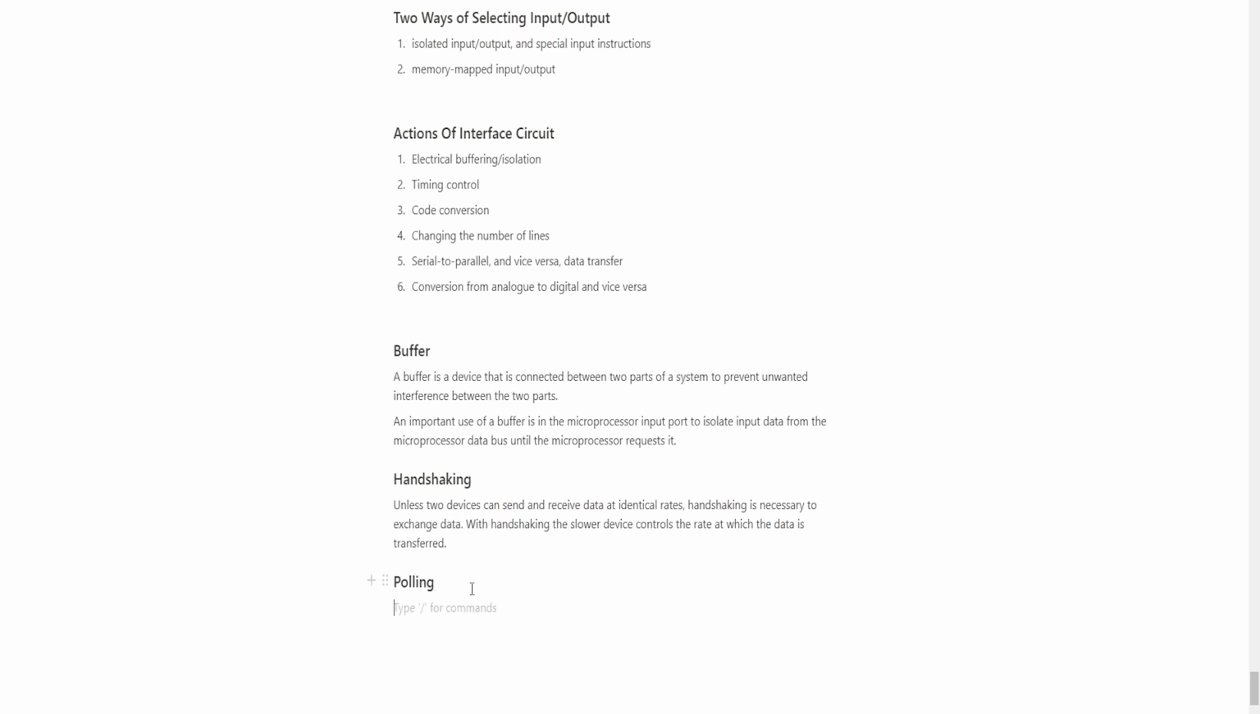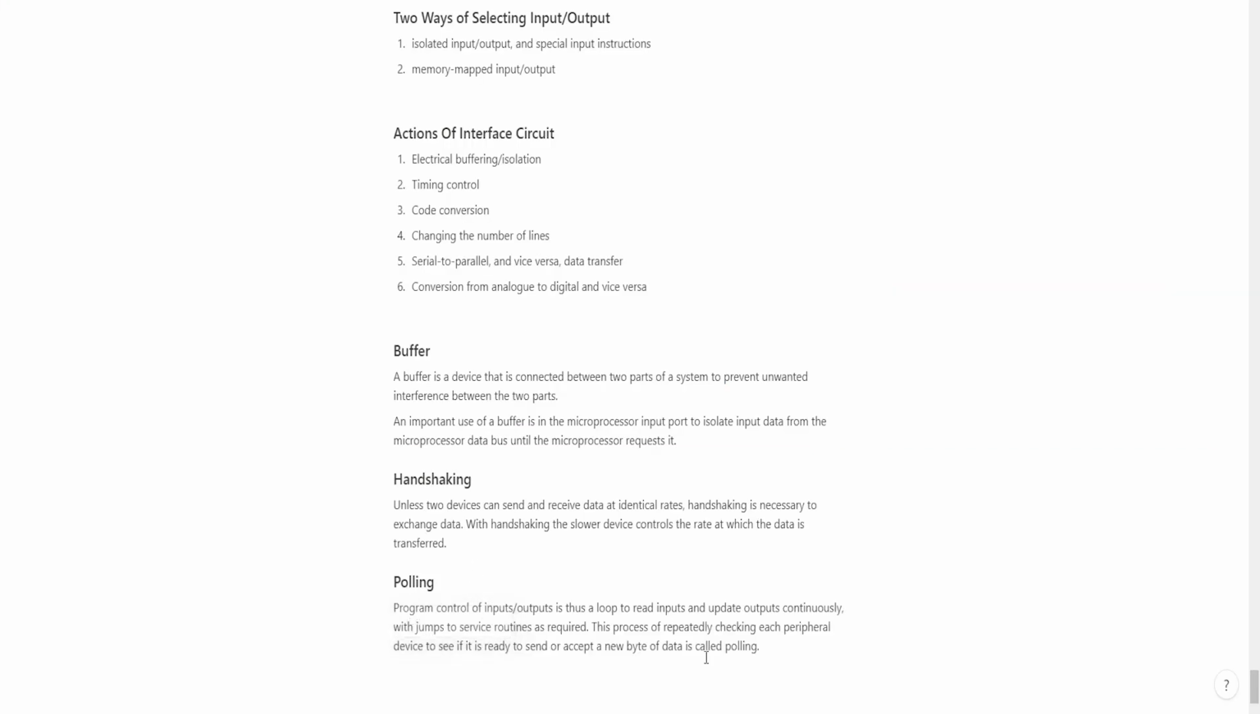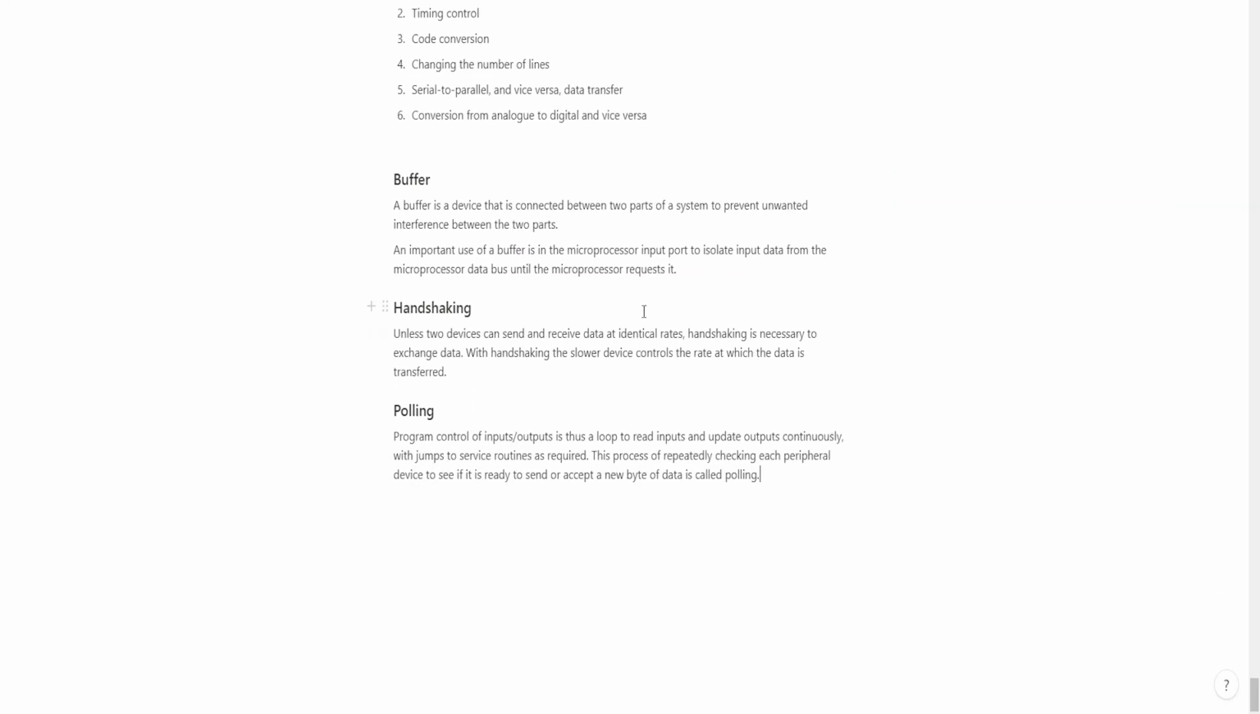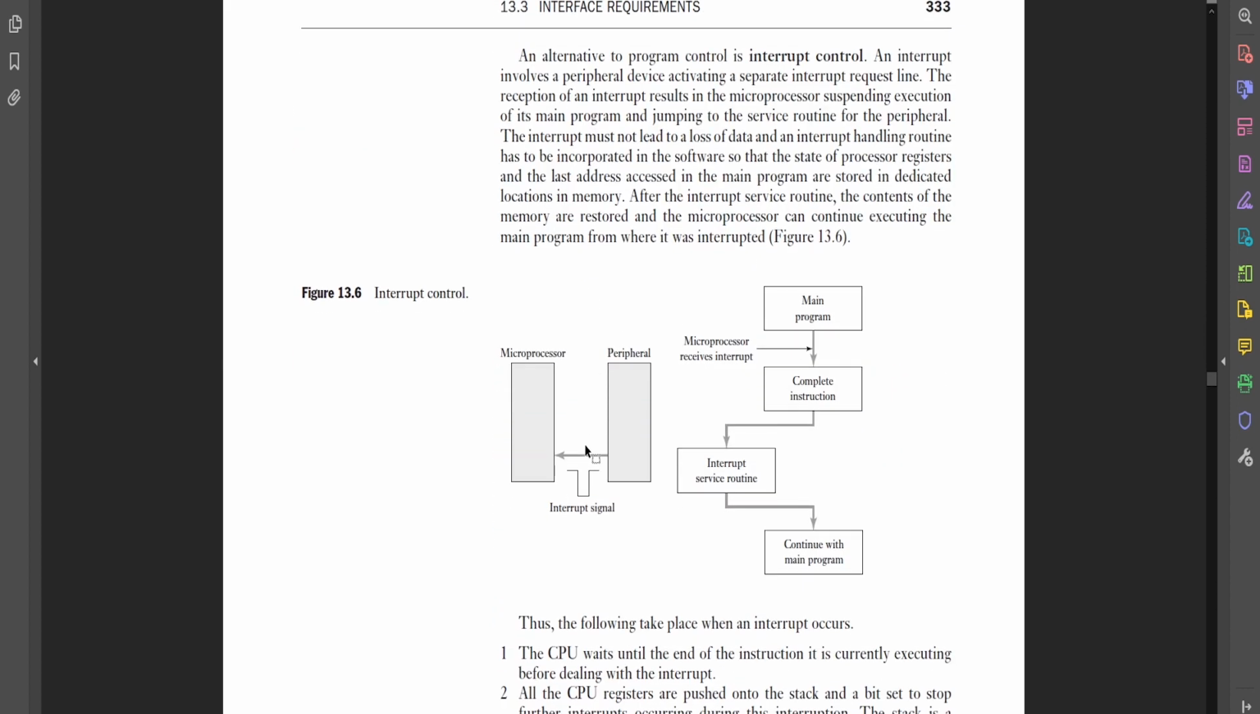Polling. Let's put it in here. So program control of inputs and outputs is thus a loop to read inputs and update outputs continuously. This process of repeatedly checking each peripheral device to see if it is ready to send or accept a new byte of data is called polling. Got it. Okay.